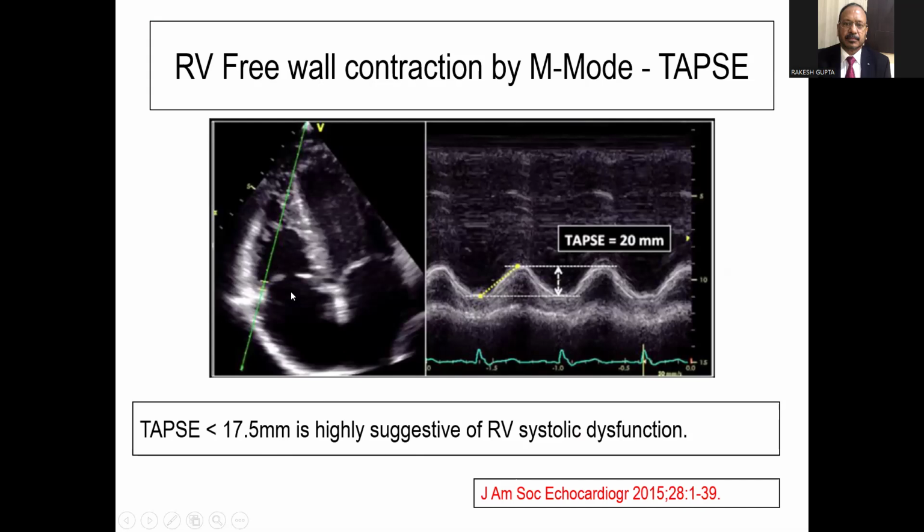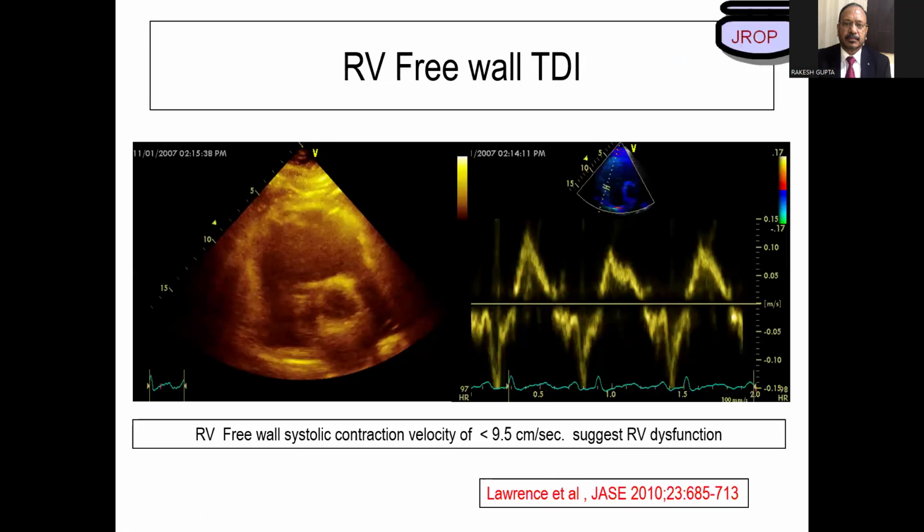Very simple method. And take my word, though the slide is from 2015, even in this era of 2024, this is the most robust and reproducible method of assessing RV systolic function.